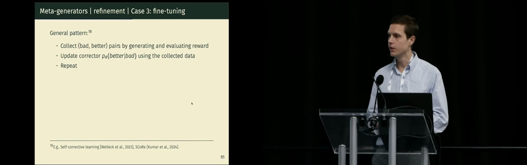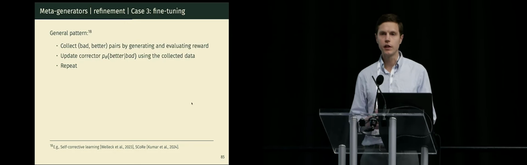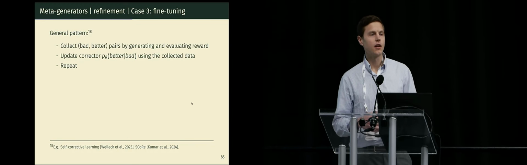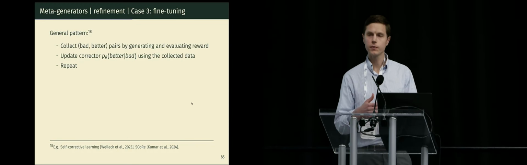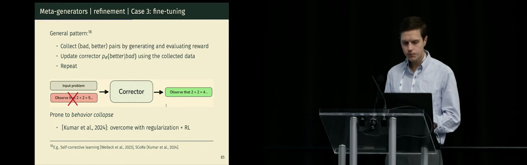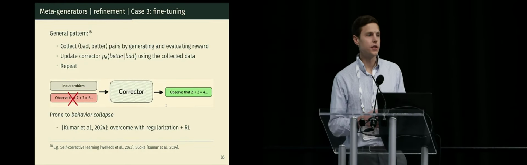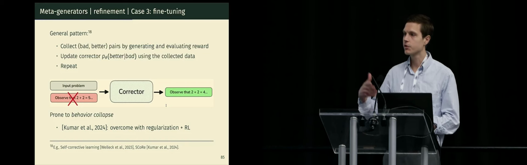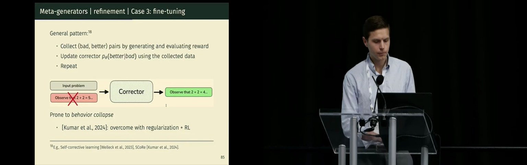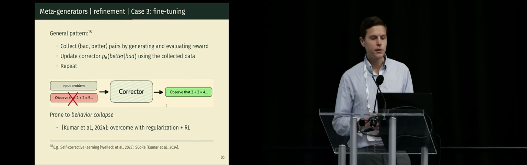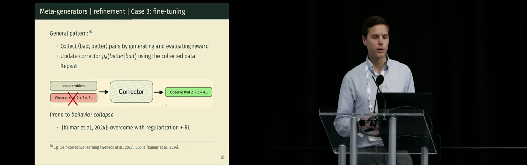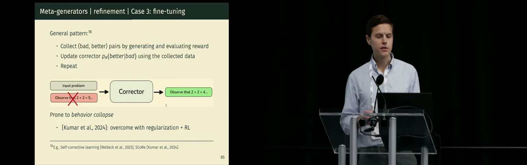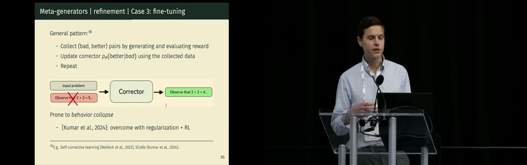There have been a few different attempts at doing this, and they usually take the following form. You collect these bad and then better pairs by generating and then ranking them using some reward function. Then you train this corrector model to generate a better output given the bad one. And then you repeat the process. So it keeps training online and hopefully improves over time. It turns out that doing this can be difficult to get to work. And there's a really cool paper called SCoRe, which shows that sometimes the corrector can actually have these degeneracies.